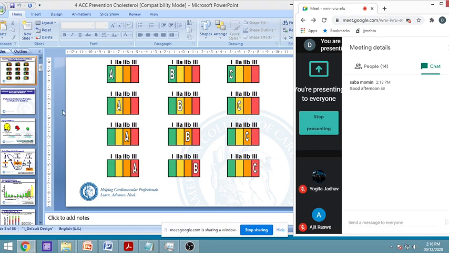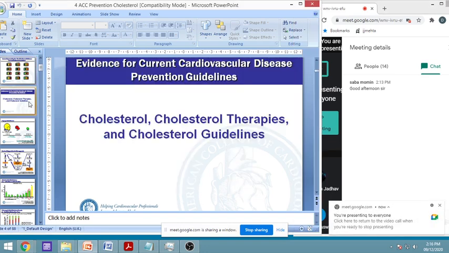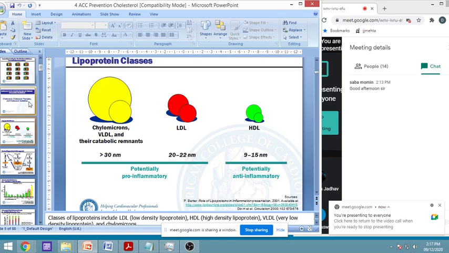Once we understand this, it becomes easy for us to go for the next. So what are the various guidelines, how the therapy should be done, and what are the evidences for the current one, and accordingly what we can go for. So this is how the lipoproteins are there.